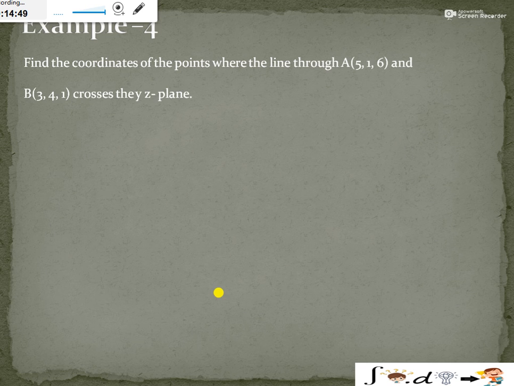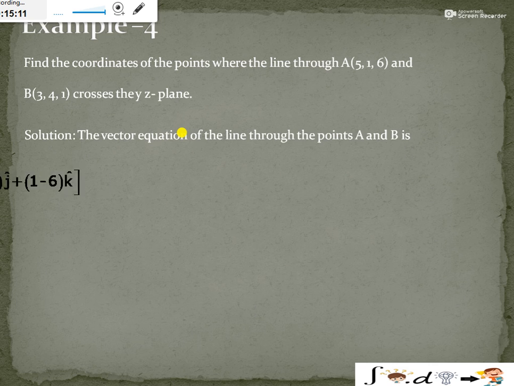Find the coordinates of the point where the line through the points A (5, 1, 6) and B (3, 4, minus 1) crosses the YZ plane. Now the line passes through two points and also crosses the YZ plane, and we have to find those coordinates. So first we write the vector equation of a line passing through the points A and B.